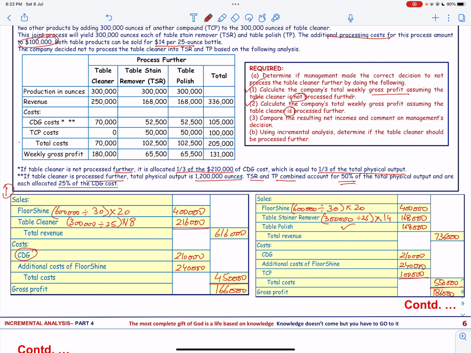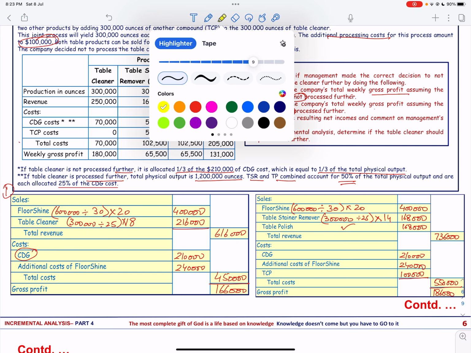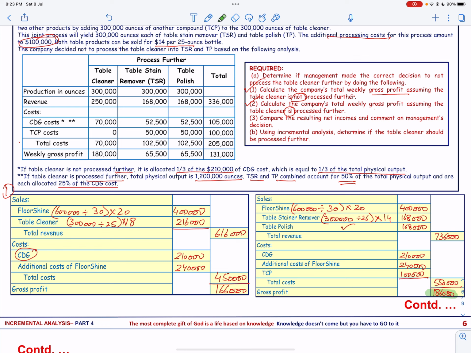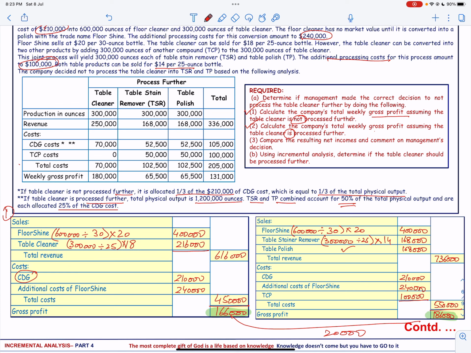So we can see that if the table cleaner is processed further, the gross profit is 186,000, and if we don't process, it will be 166,000. So if we process further, the overall company's profit will increase by how much? By 20,000, 186 minus 166. So therefore, they have decided not to process, so they have made a wrong decision by choosing to not process the table cleaner.